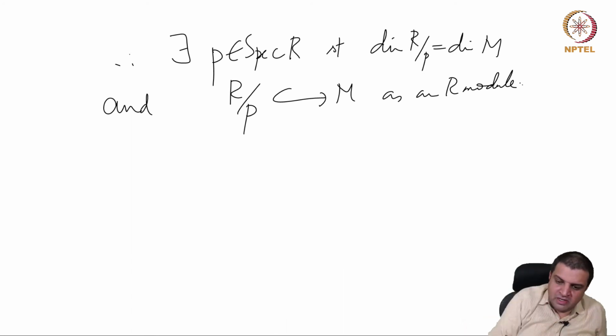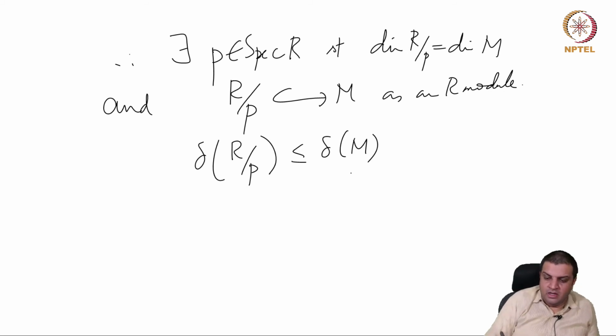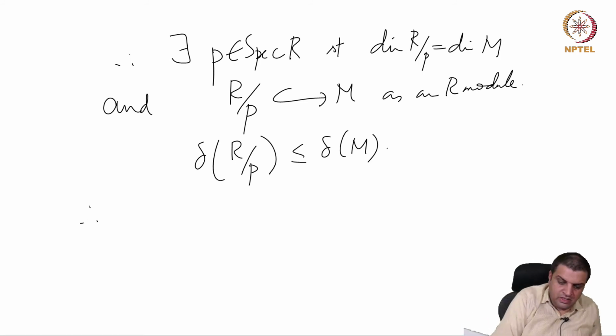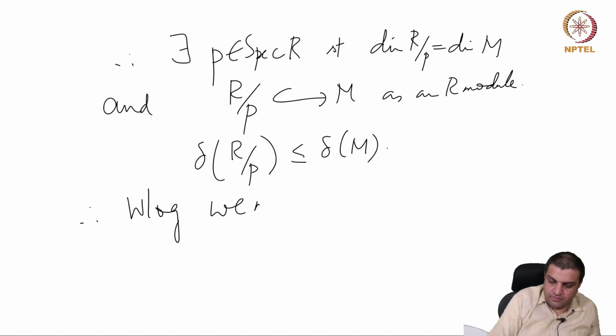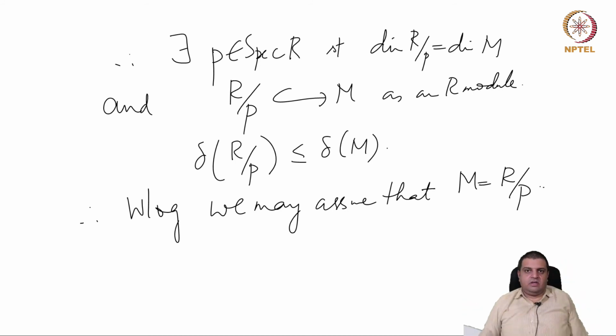So we proved earlier that delta of a submodule is less than or equal to delta of a module, and the dimension of this is equal to the dimension of that. So if you prove the inequality for R mod P, then we are done. Therefore, without loss of generality, we may assume that M equals R mod P. We will see why this is helpful.